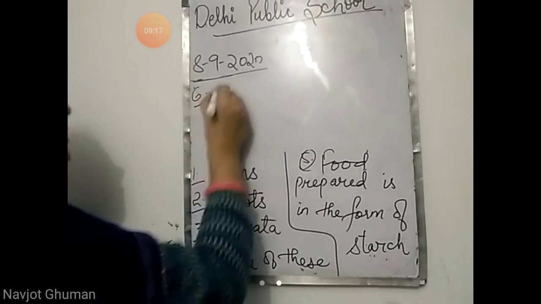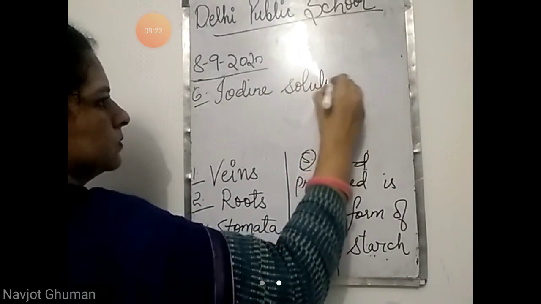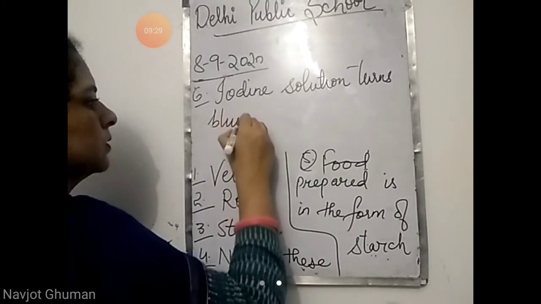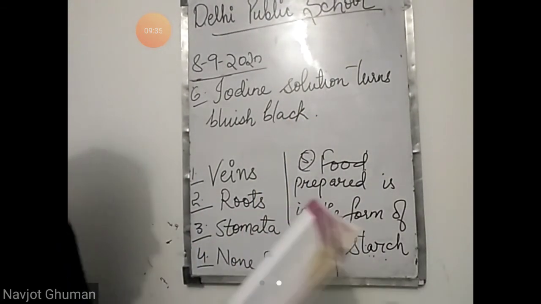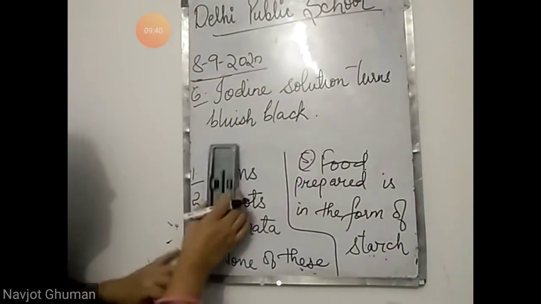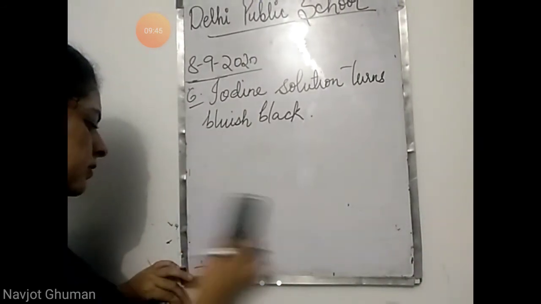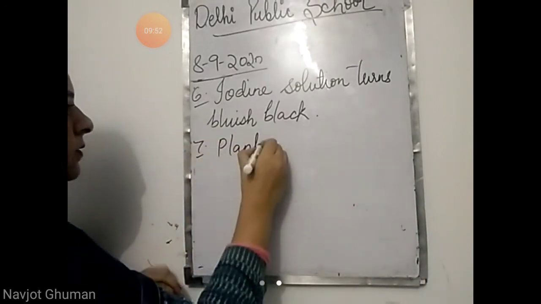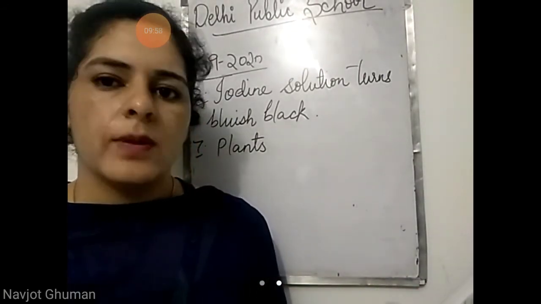Iodine solution turns bluish black. Which of these are the main producers of food? We already know the main producers of the food are plants. Question number 8. Which of these shows dependence of animals on plants?